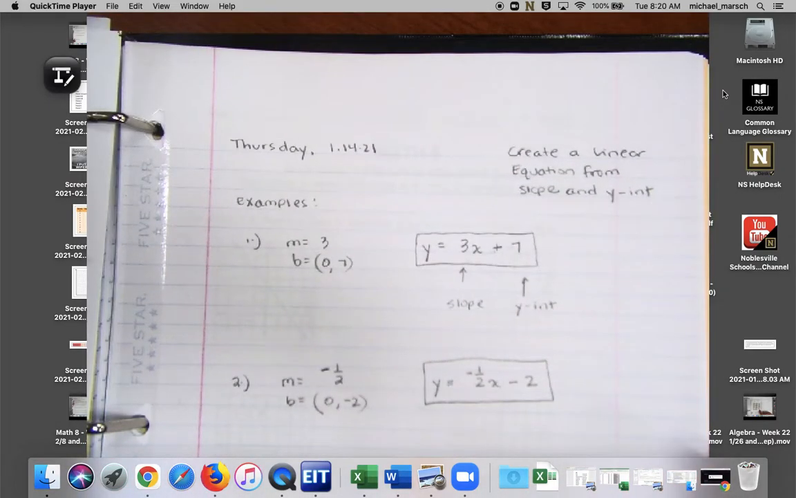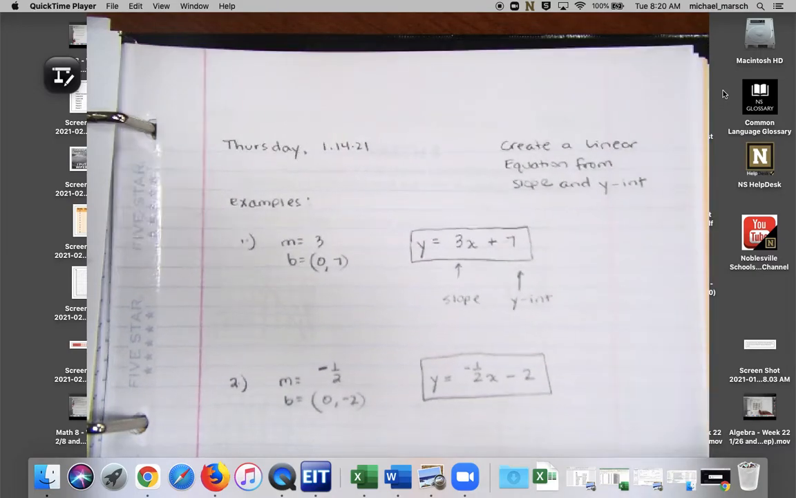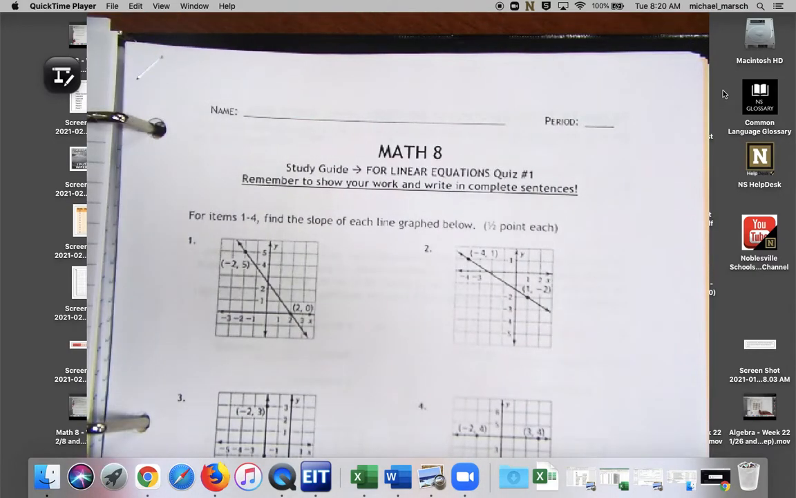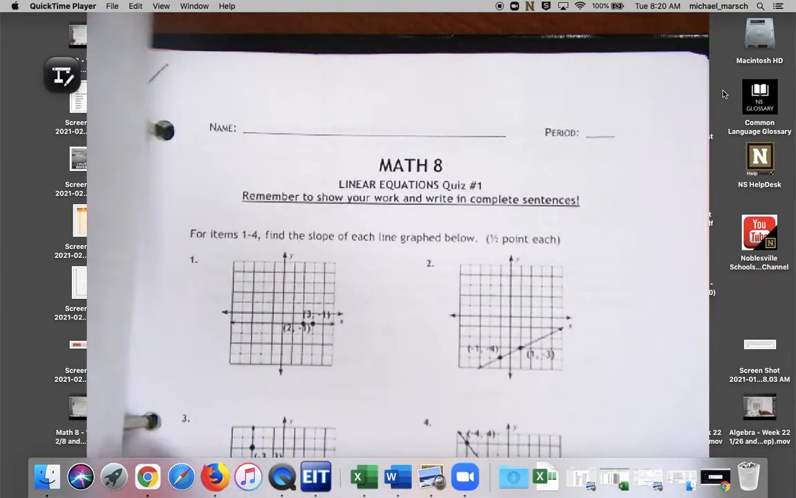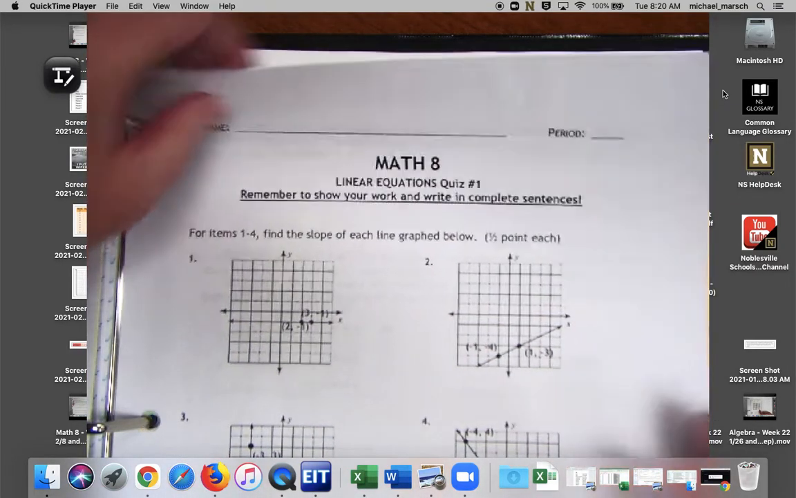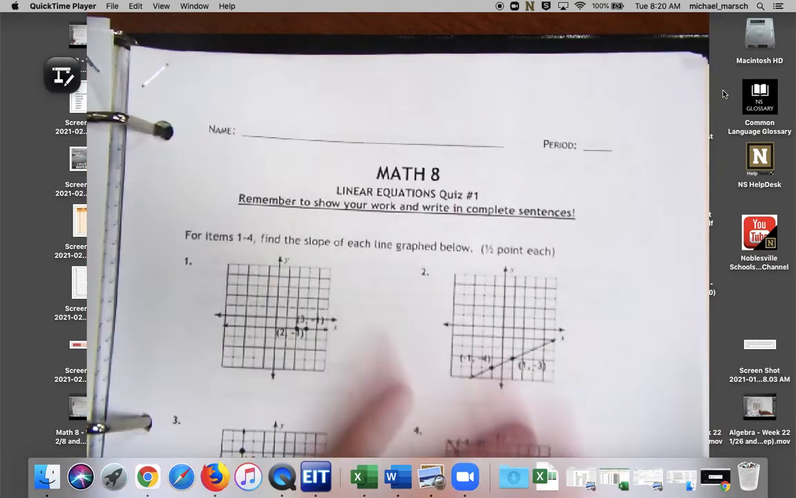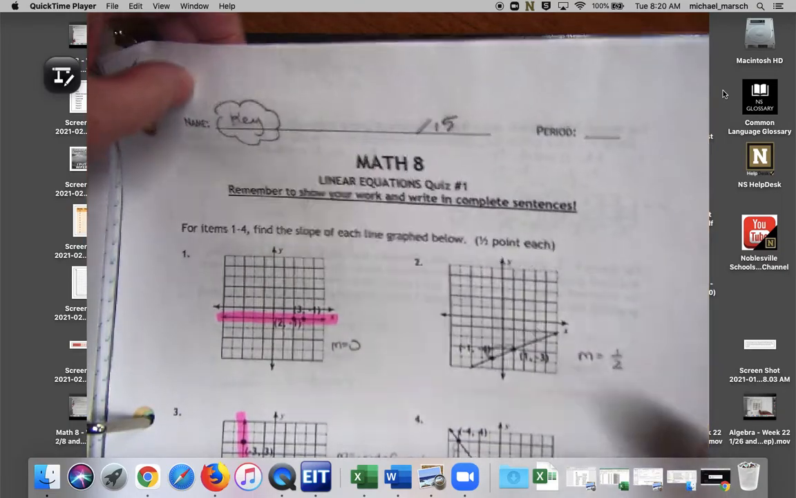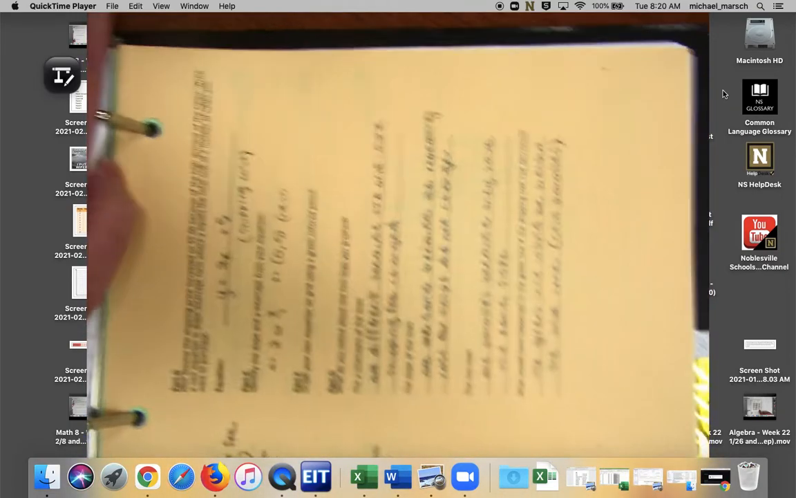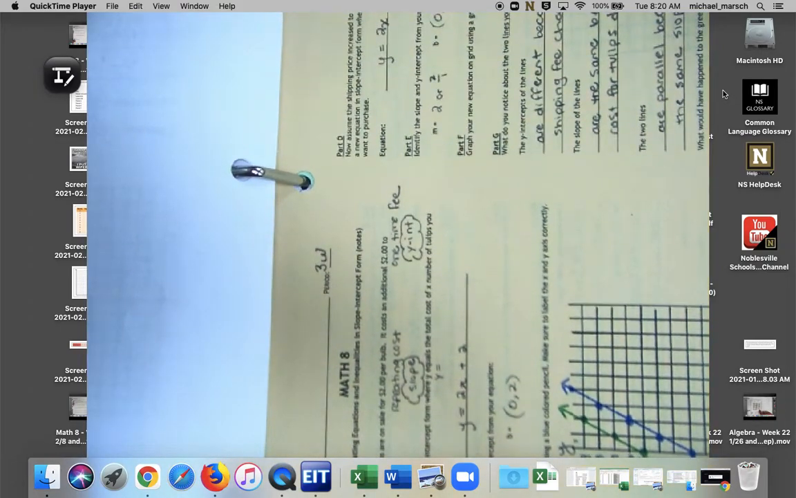Then we had create a linear equation from slope and y-intercept notes. And you guys had your study guide for the first quiz. And then here was the first quiz, which you should have, you know, your completed one with your grade. Here's the key. Then we had this beautiful yellow packet where we started comparing slope and y-intercept.